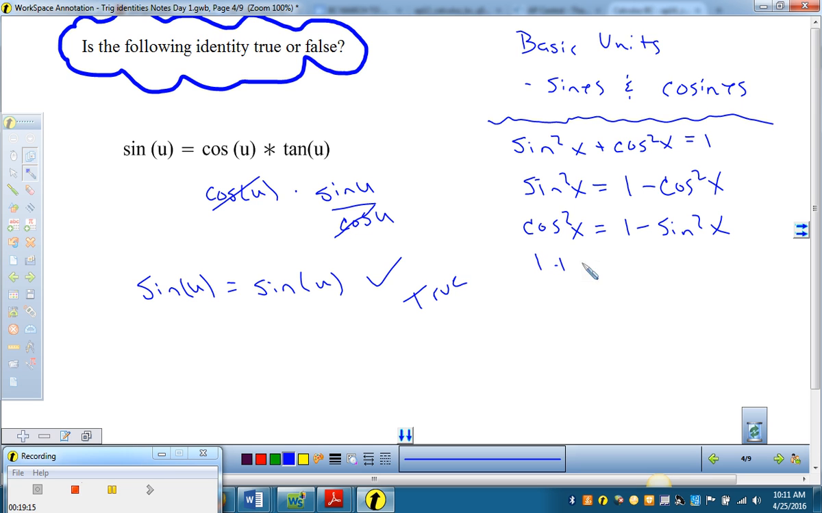And we had 1 plus tangent squared equals secant squared. So somebody raise a hand and give me another equation I could use based off of that. Right, there's your tangent squared. So I could say tangent squared equals... So solving for tangent squared in this equation, you would subtract the 1. So you get secant squared x minus 1.